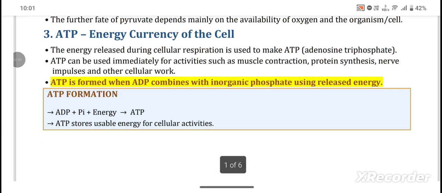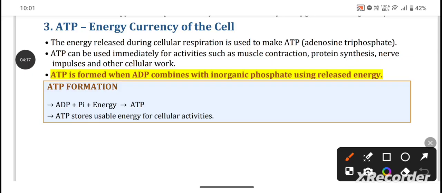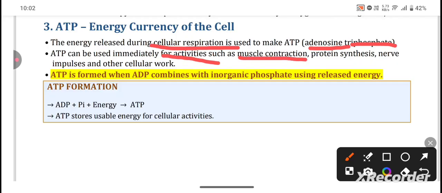So what is ATP? ATP is the stored form of energy which is generated during the process of respiration. So you can see the definition. The energy released during cellular respiration is used to make ATP. The full form of ATP is adenosine triphosphate, and ATP consists of three phosphates. The ATP can be used immediately for activities such as muscle contraction, protein synthesis, nerve impulses, and other cellular work.